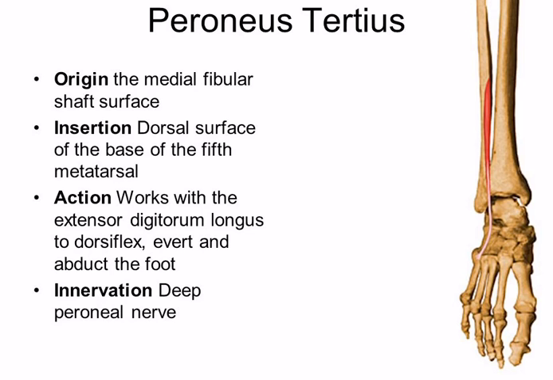Peroneus tertius. Origin: the medial fibular shaft surface. Insertion: dorsal surface of the base of the 5th metatarsal. Action: works with the extensor digitorum longus to dorsiflex, evert and abduct the foot. Innervation: deep peroneal nerve.